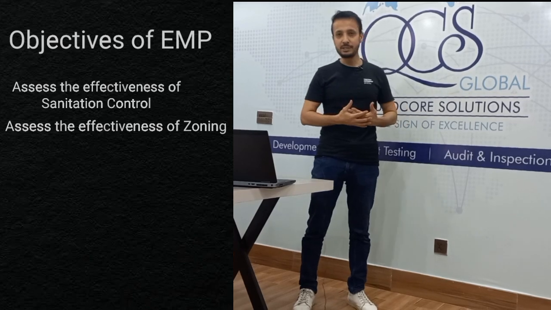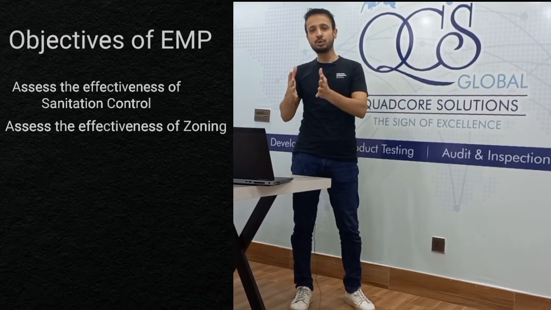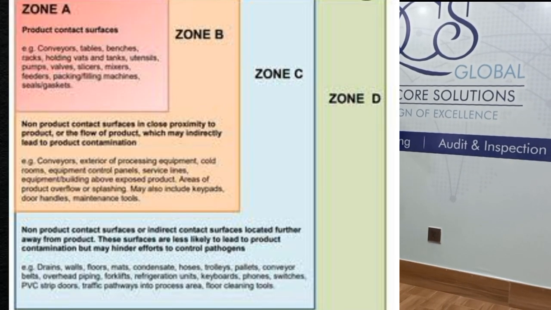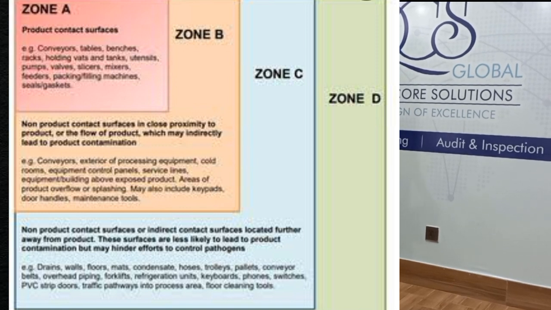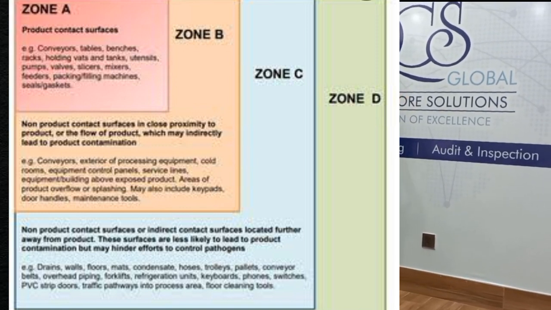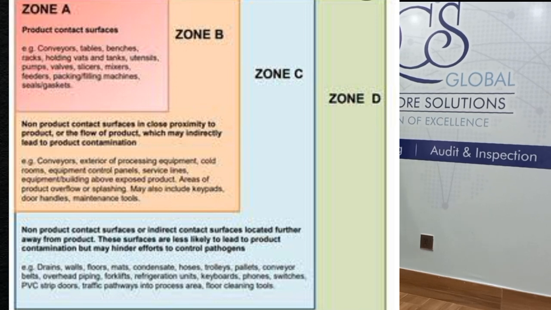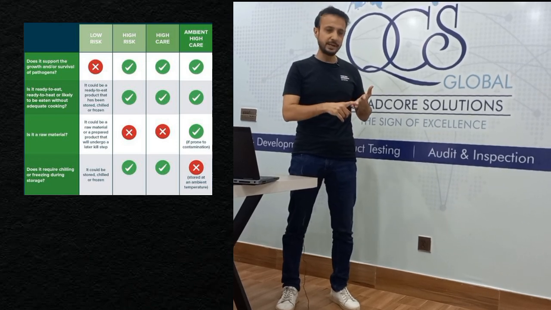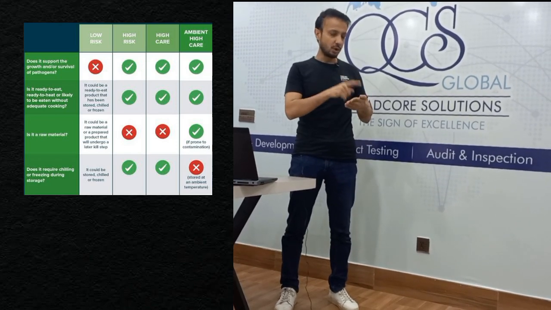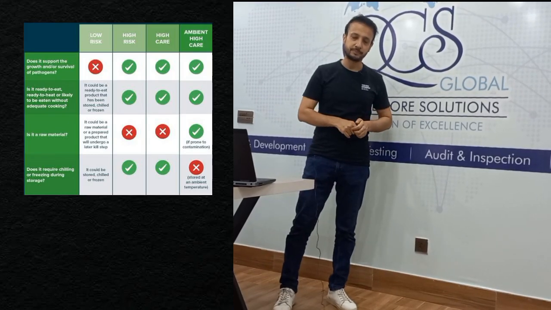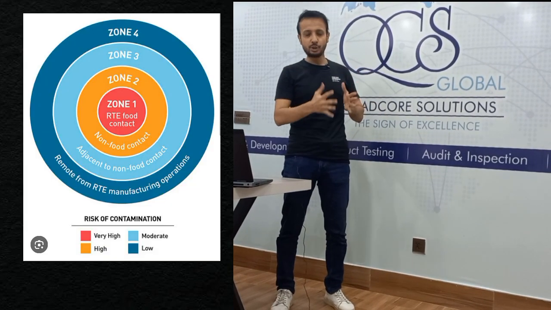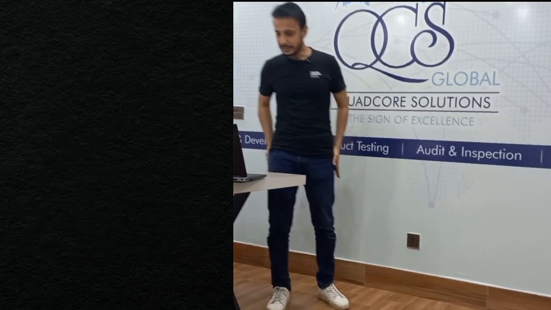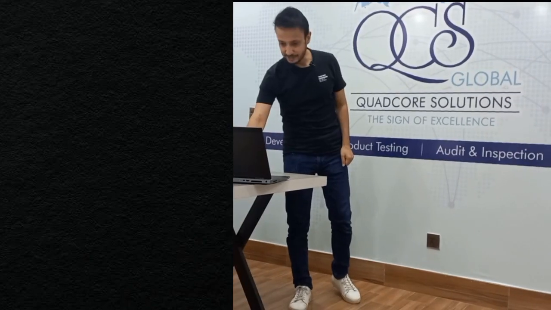Different standards and regulations divide zones differently. For example, Preventive Controls for Human Food divides zones into non-manufacturing areas, basic GMP area, transition area and pathogenic area, primary pathogenic area. BRCGS divides zones into high risk, high care, ambient high care, low risk, non-food area and enclosed product area. FSSC divides zones into zone 1, zone 2, zone 3 and zone 4, and this is all mentioned in their guidelines, in the BRCGS guideline as well as the FSSC guideline.